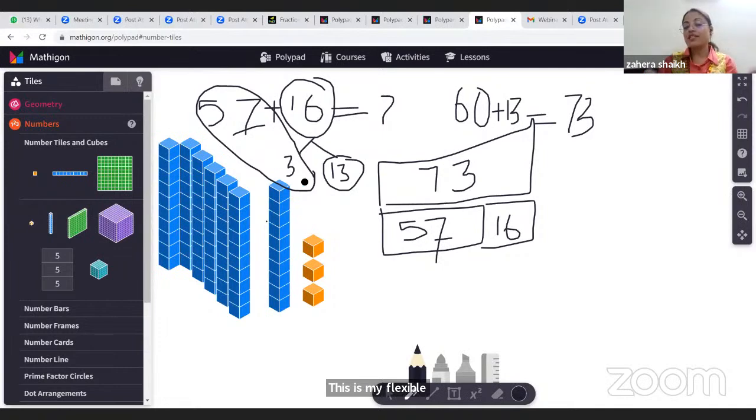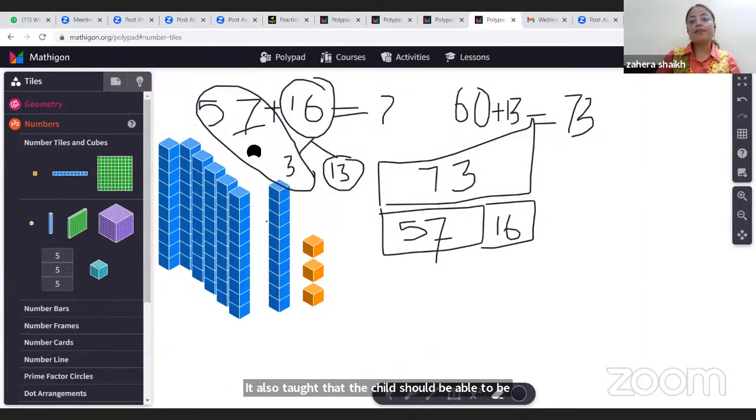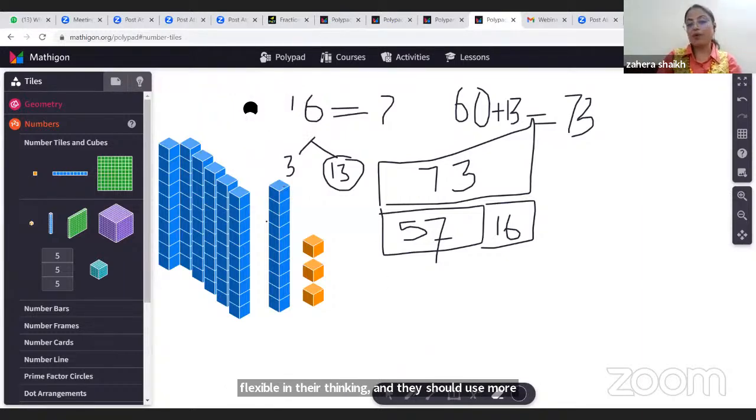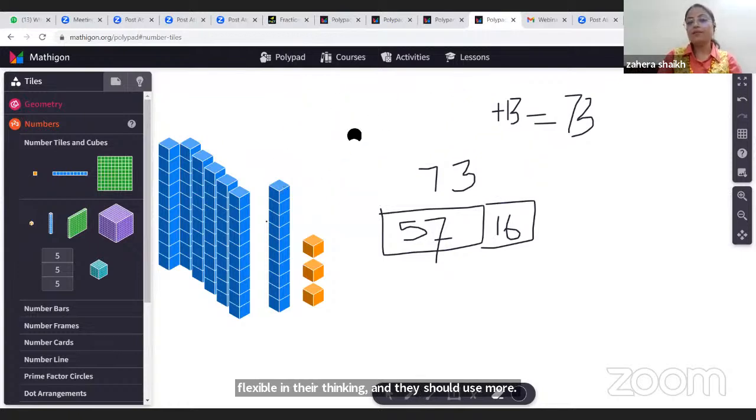And if you have gone through the NCF, it also teaches that the child should be flexible in their thinking, and they should use several strategies to solve one single problem. Okay.